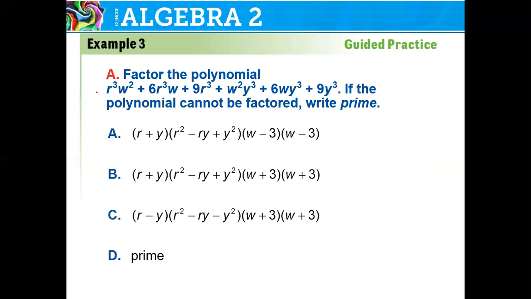Let's factorize this polynomial. Again, we have 6 terms in here. We have r cubed w squared, here is r cubed, and here is another r cubed. We have w squared y cubed, and y cubed repeated. So I can just divide them and split them as we did before. Then I'll have this one as my answer. Okay.